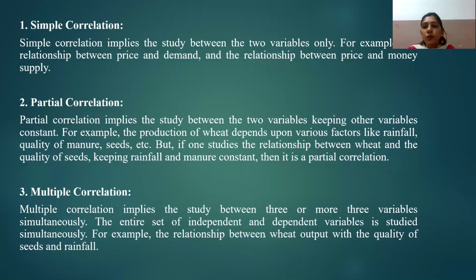Next is partial correlation. In partial correlation, we study three or more variables. In the case of multiple correlation, we can say that if a study covers the relationship between student marks and the attendance of students, effectiveness of teachers, use of teaching aids, then this is a case of multiple correlation. Okay, so these are the types of correlation which we have understood till now.